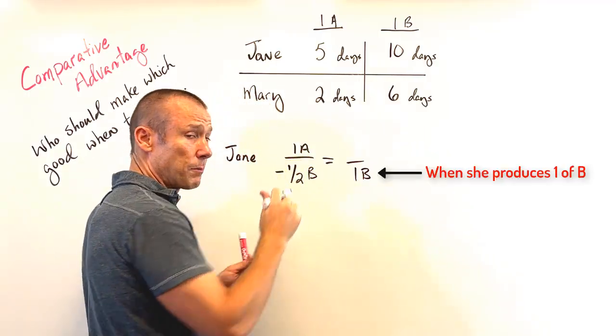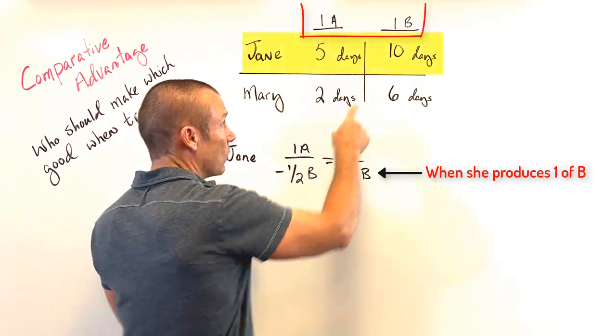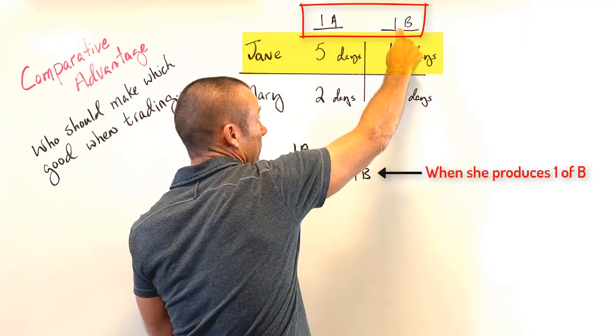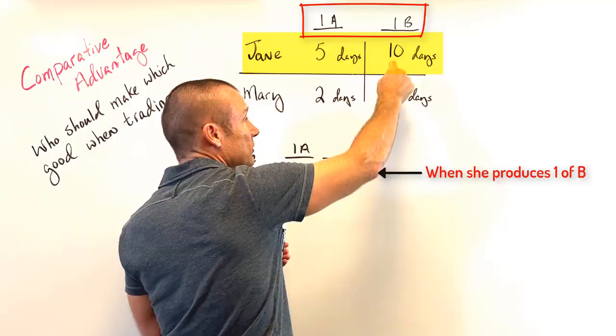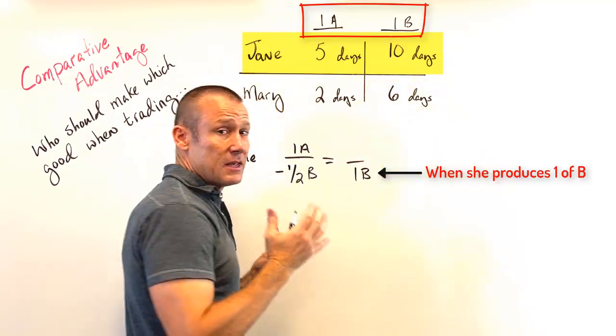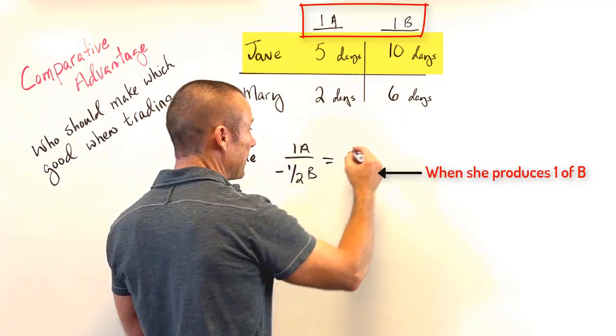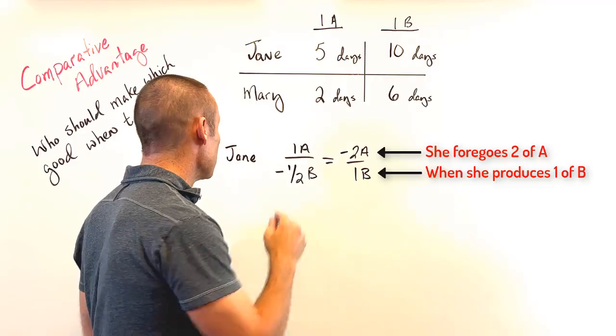And of course, I could just do a proportion to get this, but I also want you to kind of see how I'm doing this, okay? So when Jane makes 1 of B, it takes her 10 days, right? 10 days to make 1 of B, 5 days to make 1 of A. So in the 10 days to make 1 of B, how much of A could she have made? 2 of A. There we go. We've got it. Opportunity cost.